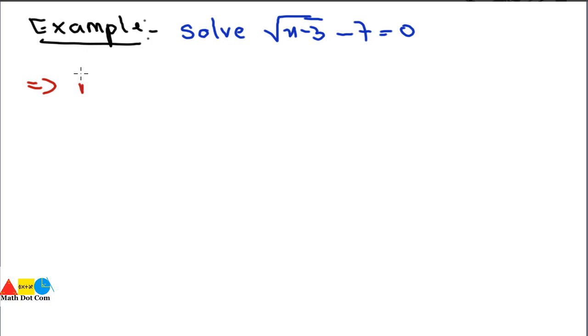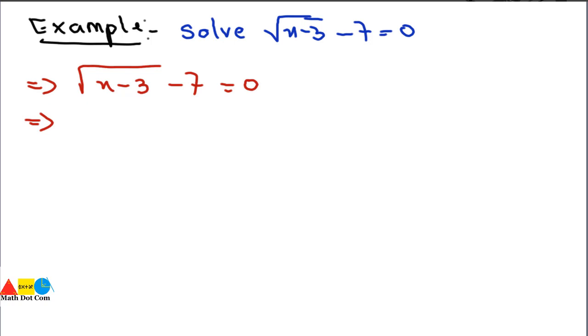We have an example: solve the equation square root of x minus 3, minus 7 equals 0. Now how can you solve this? Let's find its solution. First, we'll write the equation as it is: square root of x minus 3, minus 7 equals 0. You first have to isolate the radical, keeping the radical term on one side, and the others should move to the opposite side of the equality.